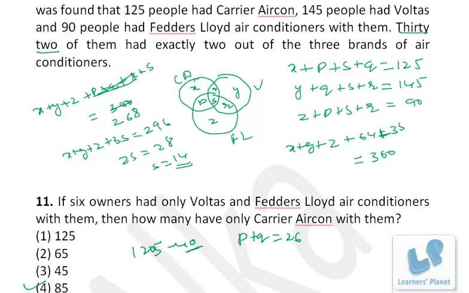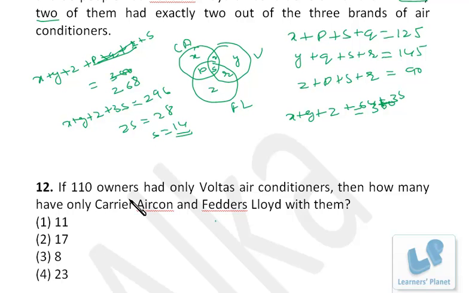Okay. Now this one, if 110 owners had only Voltas, that means Y is 110. Then how many have only Carrier aircon and Feathers? That is, we have to find out the value of P. Now P plus Q plus R, that we already know, 32, right? After that, Y plus Q plus S plus R is 145. From here we know the value of Y. We don't know Q.